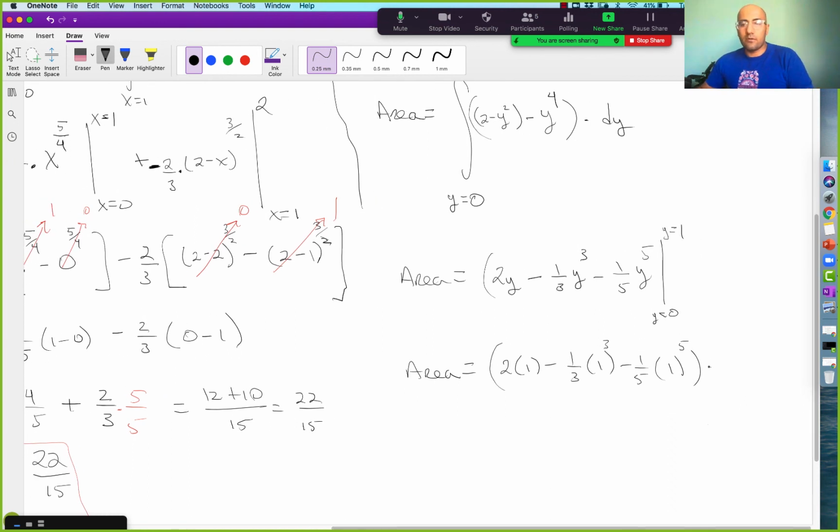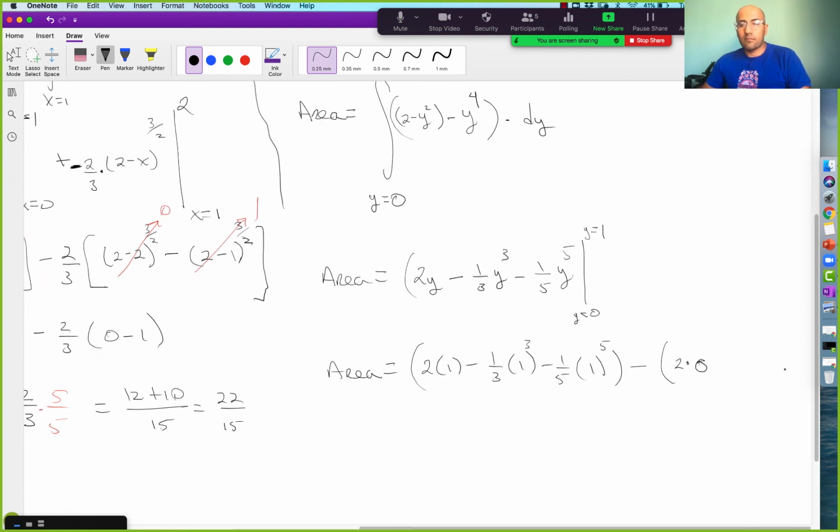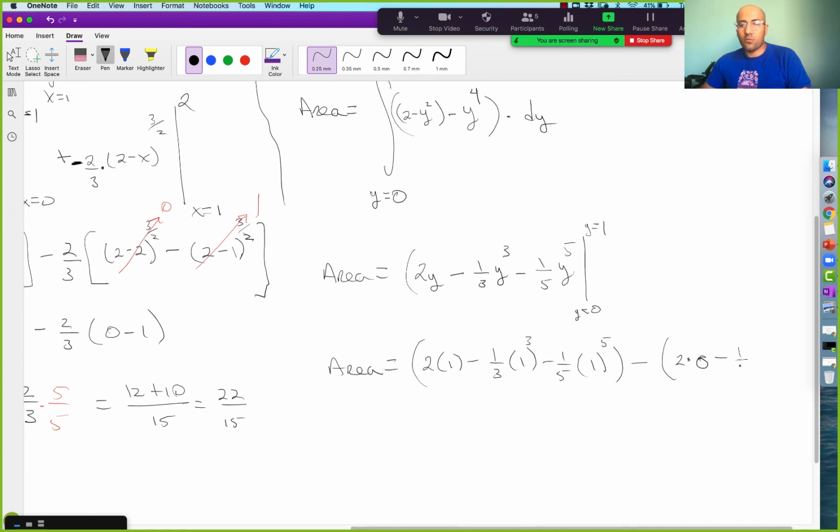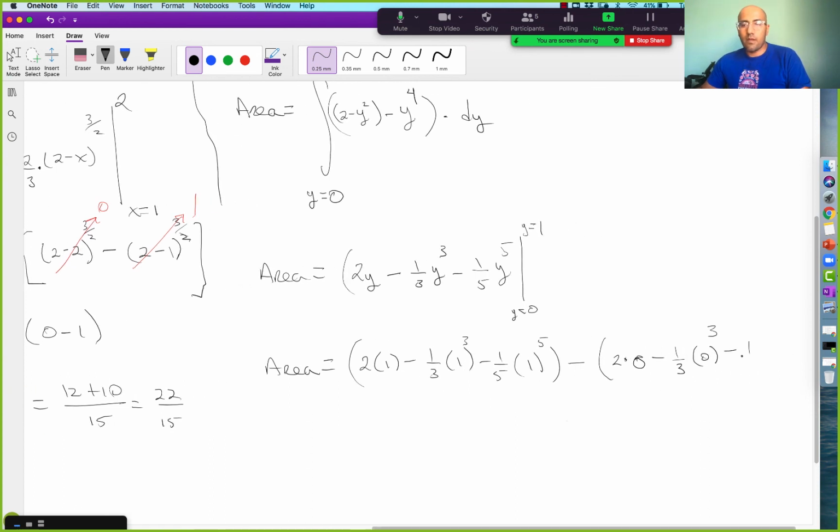And then the 0, well, that one's easy. That's just going to be 2 times 0 minus 1/3 times 0 to the 3rd power minus 1/5 times 0 to the 5th power. All of that disappears. That's just 0, that's just 0, that's just 0. So that just disappears. And 1 is easy as well. So my area is going to be equal to 2 minus a third minus a fifth.